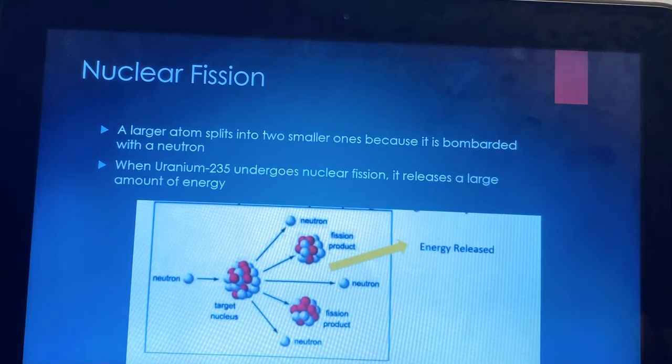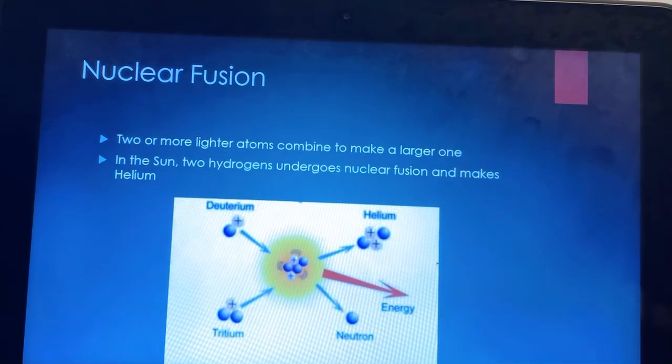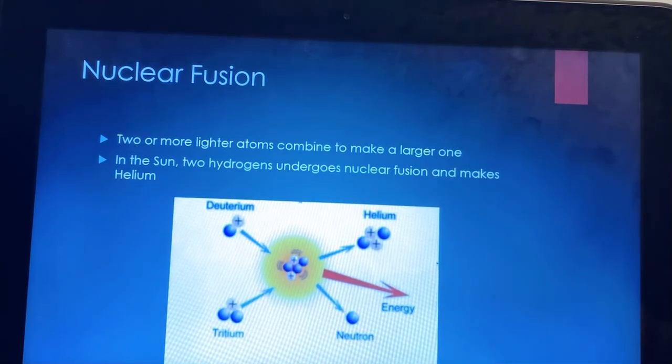Now we look at the other one, nuclear fusion, which is when two or more lighter atoms combine to make a larger one. This is seen in the sun when two hydrogen atoms undergo nuclear fusion and they'll make helium. Look at the diagram there.